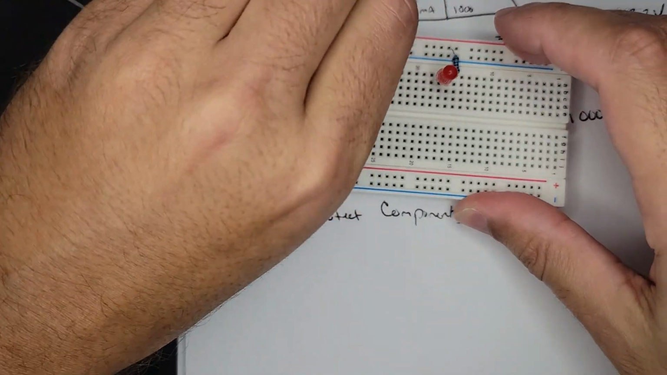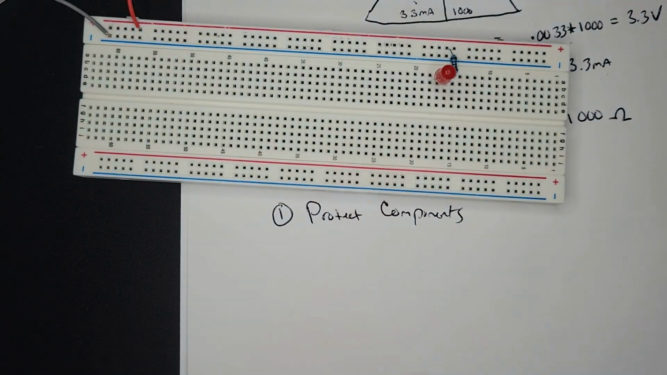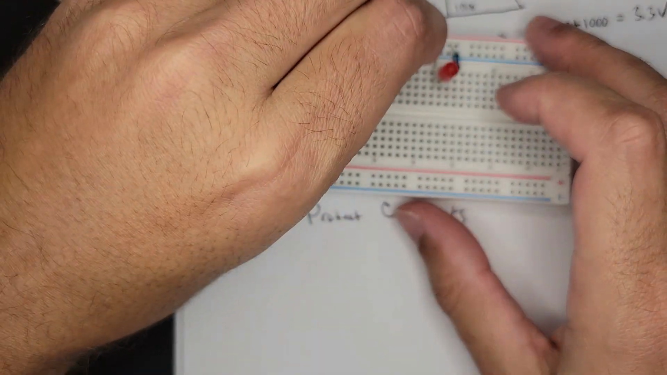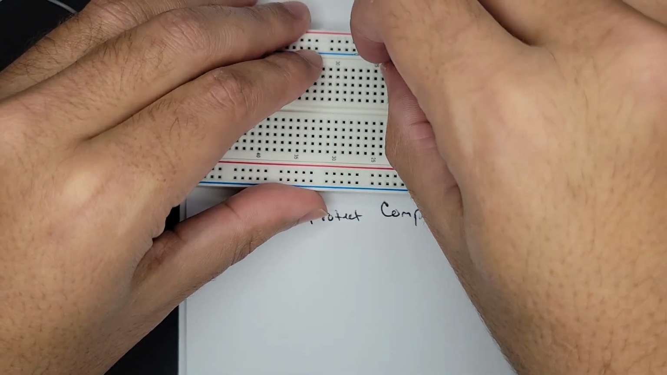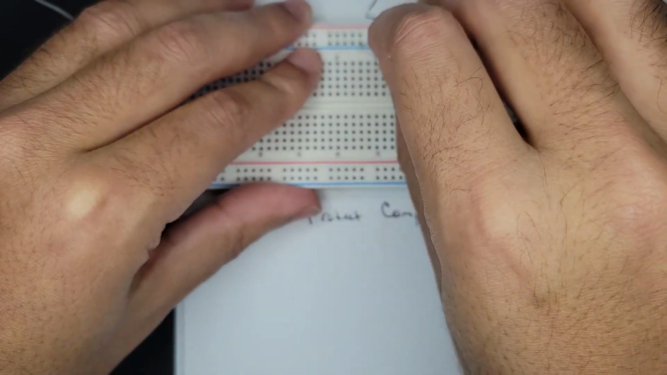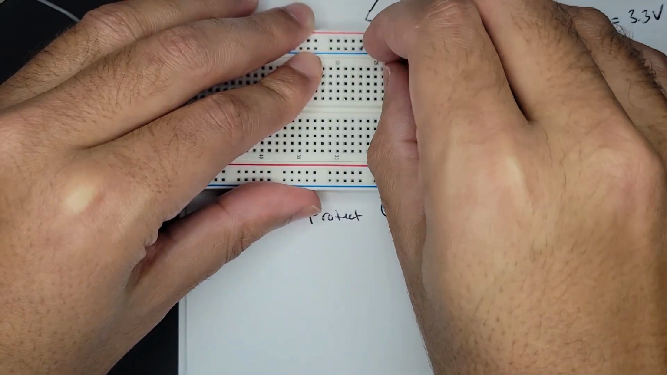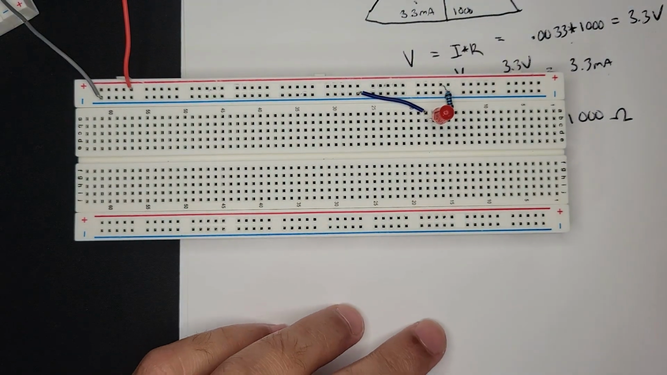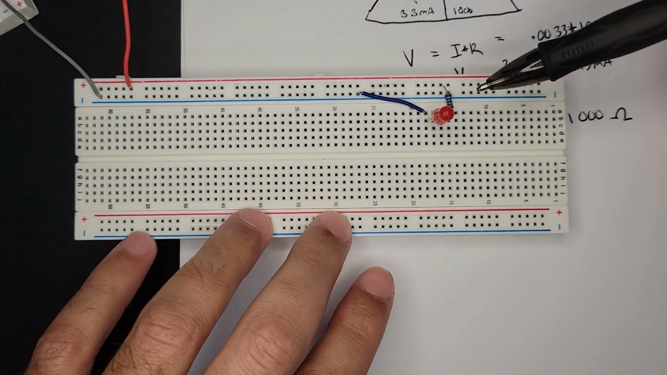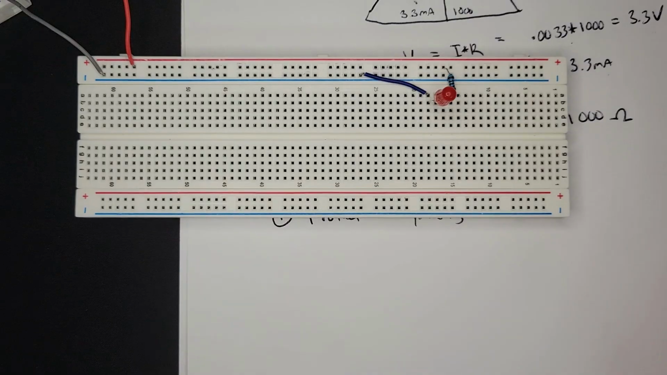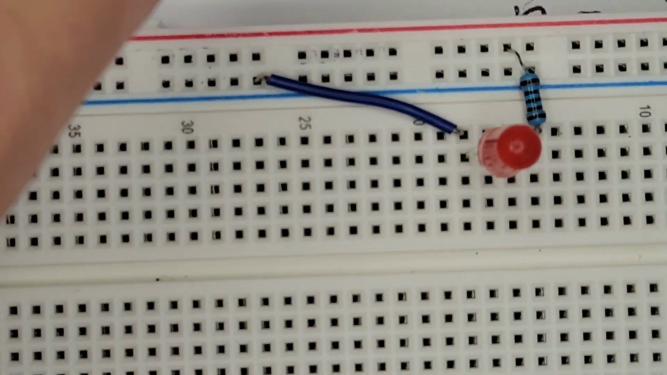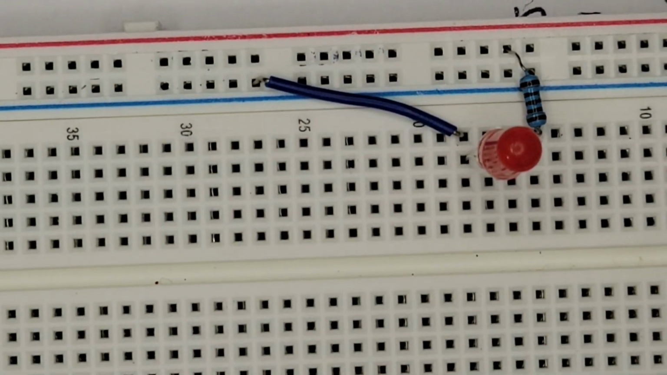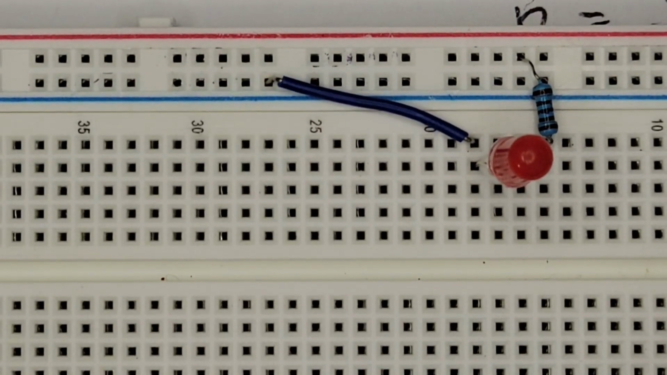So let's plug in our ground. Okay, so the other thing that resistance does, and this is the most widely used approach, is it directs a flow of current.